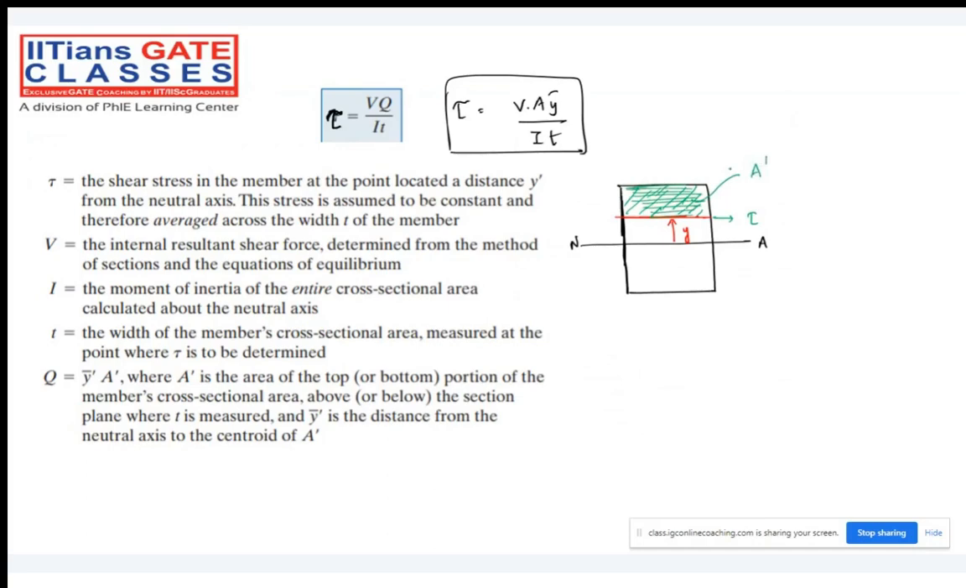Y bar dash will be the centroid of that particular hatched portion, measured from the neutral axis. That will be the Y bar dash, the distance from the neutral axis to the centroid of A dash, right? Make a note of it.